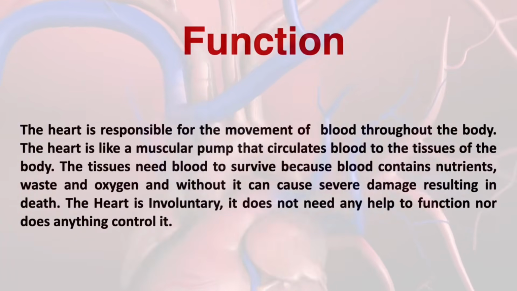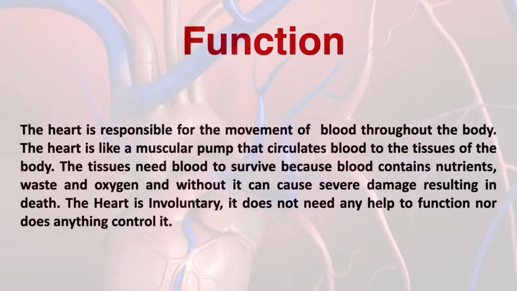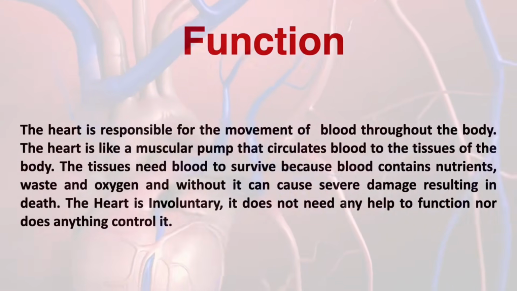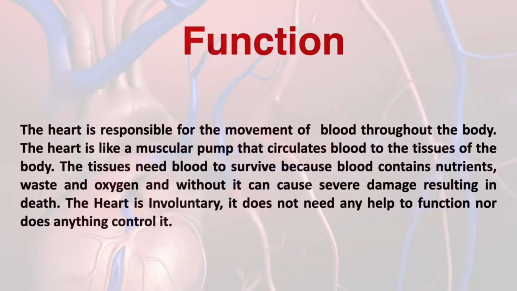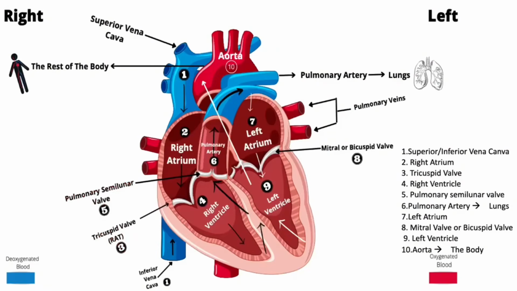For example, if you were to tell your leg to lift up, either leg, it will lift up. It's voluntary. But if you were to tell your heart to stop, it will not stop because it is involuntary. The oxygenated blood travels to the heart via the superior and inferior vena cava. It fills up one of the 4 chambers of the heart, the right atrium.